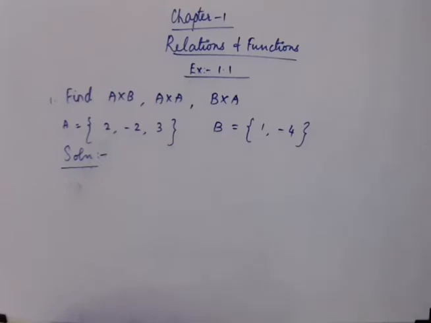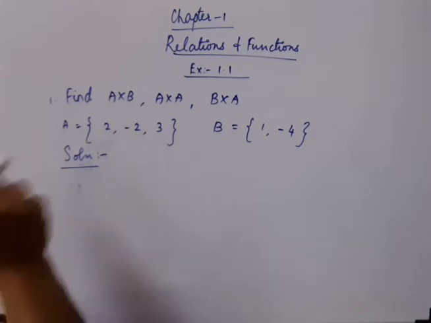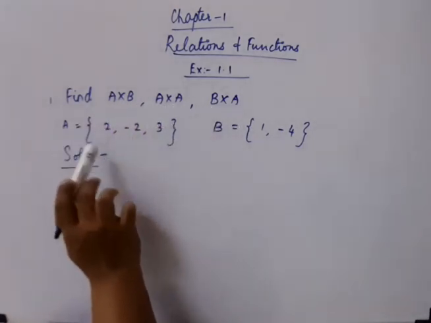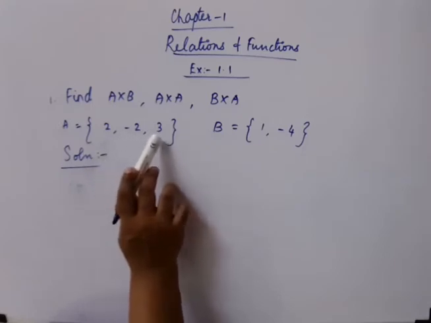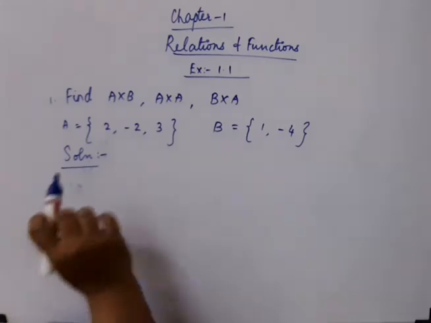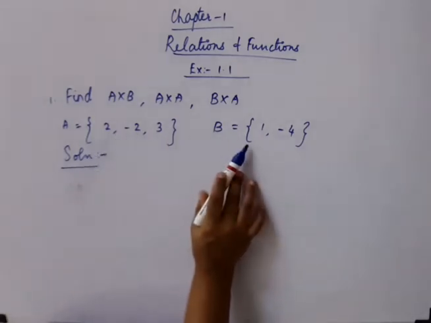Chapter 1 Relations and Functions, Exercise 1.1. First question, find A cross B, A cross A, B cross A. Set A is given by {2, -2, 3}. Set B is given by {1, -4}. Now solution, we know what is set A and what is set B.